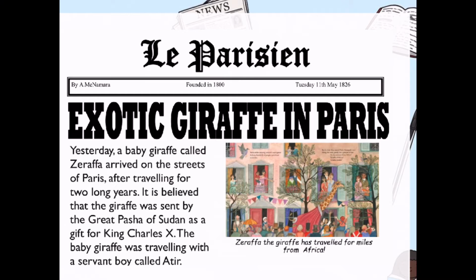Yesterday, a baby giraffe called Zarafa arrived on the streets of Paris after travelling for 2 long years. It is believed that the giraffe was sent by the great Pasha of Sudan as a gift for King Charles X. The baby giraffe was travelling with a servant boy called Atir. Today's lesson is about writing the body of the text and the tail of the text, and I'm going to talk you through it now.